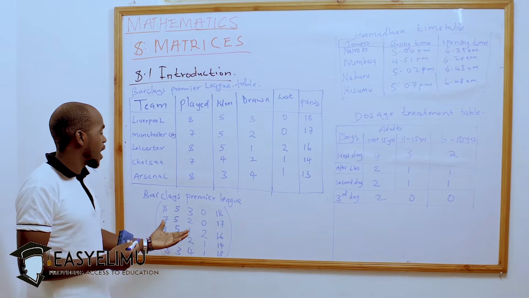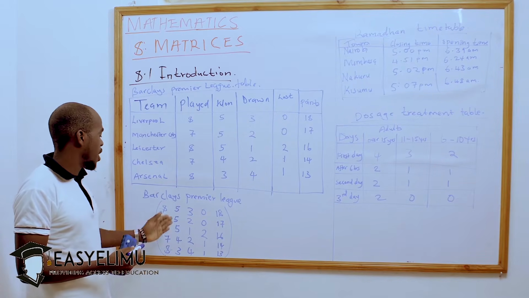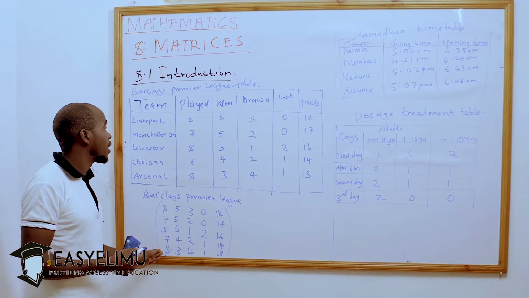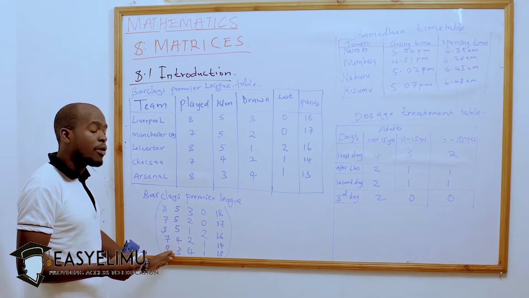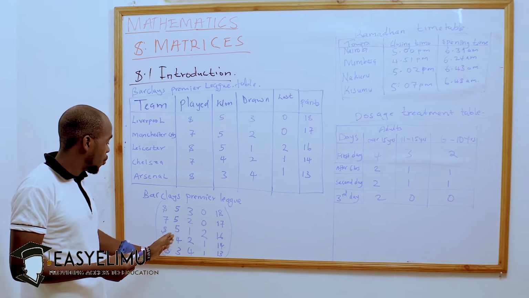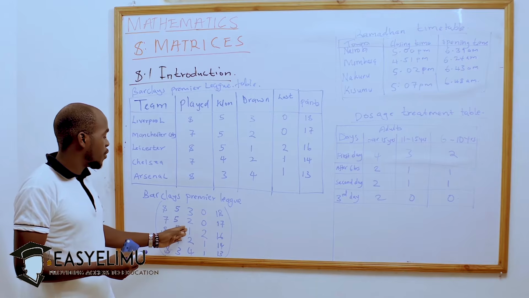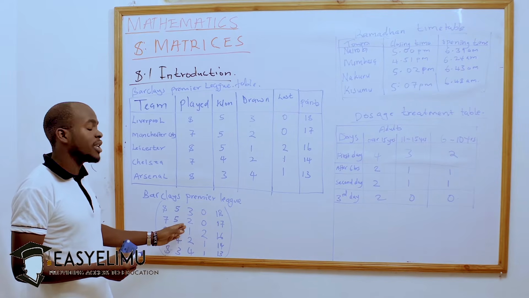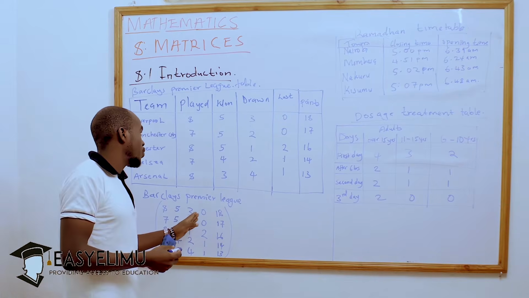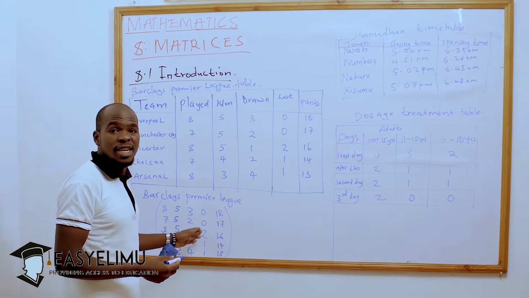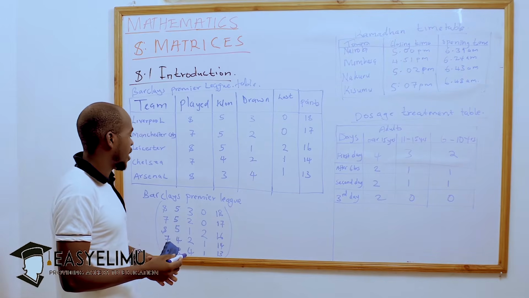Now, from this, after having understood the headlines, we can identify that the first one here represents the number of games played. This one is representing the number of games which the team won. This one will represent the number of games which the team drew. And then this one will be the number of games which the team lost. These are the points per each game.